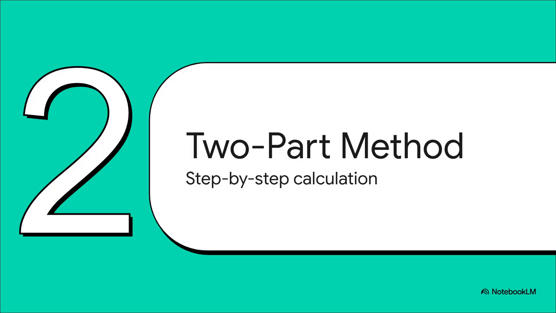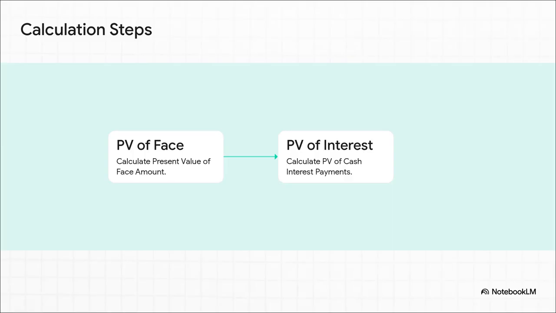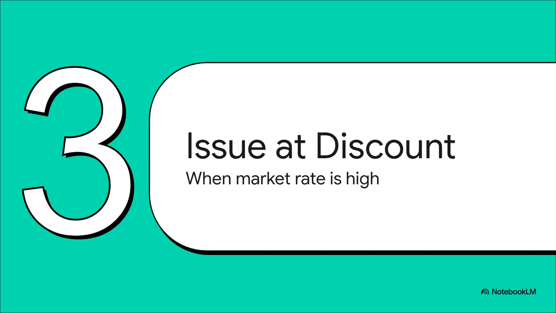Moving right along to Section 2, the two-part method where we get into the step-by-step calculation. You can really just think of bond valuation as a super reliable two-part recipe. Step 1, you calculate the present value of the big lump sum. That's the face amount, or maturity amount, that gets repaid at the very end of the bond's life. Step 2, you calculate the present value of all those smaller, periodic cash interest payments that are scheduled along the way. The key here? Both of these sets of cash flows must be discounted using that market rate we were just talking about. Get those two numbers, add them together, and boom, you have the total issue price of the bond. Let's see this in action in Section 3, issue at discount, specifically when the market rate is high.